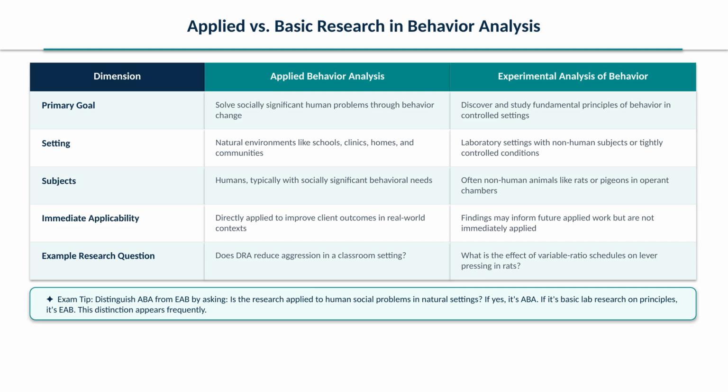For the exam, remember that applied research prioritizes social validity and immediate applicability, while basic research builds the scientific foundation. You'll see questions testing whether an intervention is applied, look for real-world settings, human participants, and a focus on meaningful behavior change. This distinction also ties to the dimension of applied from Baer, Wolf, and Risley, emphasizing that ABA must address behaviors that matter to clients and their communities.